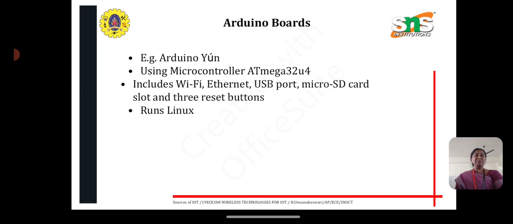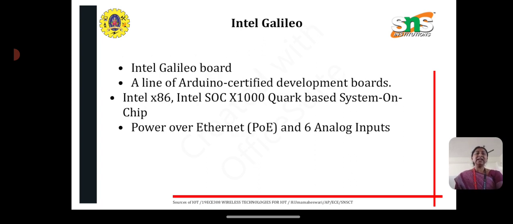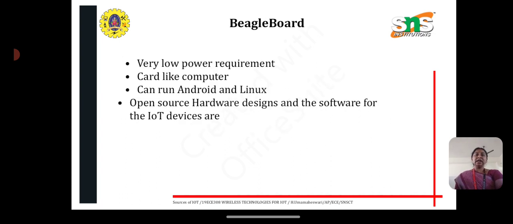Then Arduino board, for example Arduino Yun. Here we are using the microcontroller Atmega 32U4. It includes Wi-Fi, Ethernet, USB port, micro SD card, and reset buttons. It also runs Linux. Then the Intel Galileo board, a line of Arduino certified development boards, with Intel X86, Intel SoC X1000, which is a Quark based system on chip. Then power over Ethernet and the 6 analog inputs.